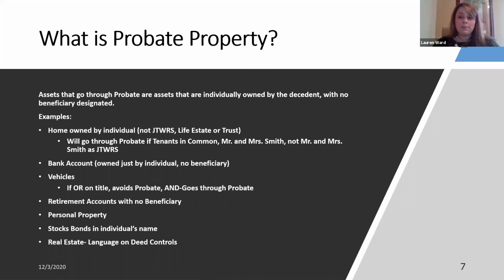Real estate is the same as like your home. So you own a tract of land. What's on the deed is going to control if it's going to be listed on the inventory and appraisement. So once again, if it's one person's name or if it's Mr. and Mrs. and we don't have that right of survivorship, there's no life estate and it's not in a trust, that's going to have to be listed on the inventory and appraisement.